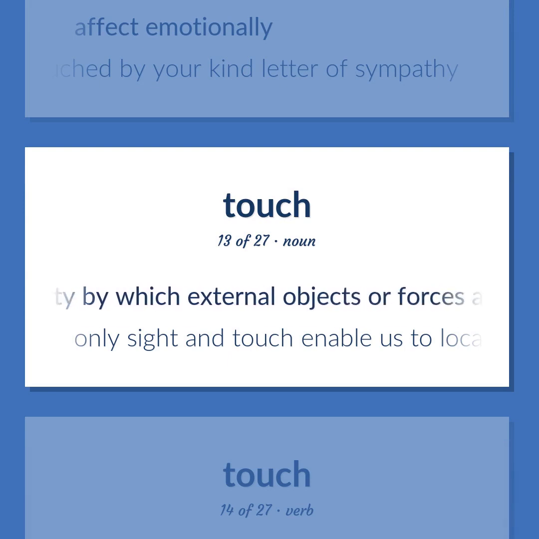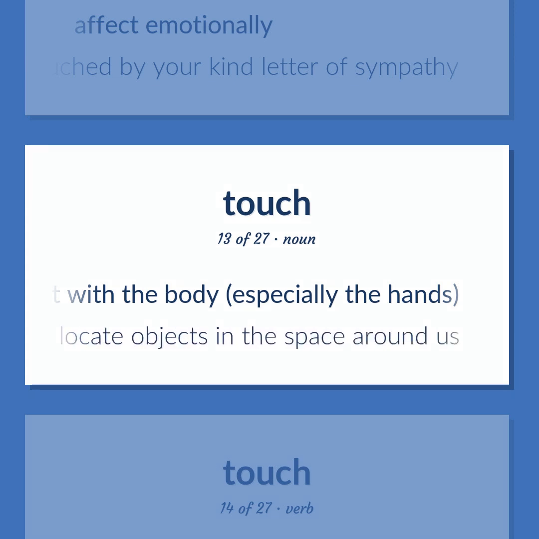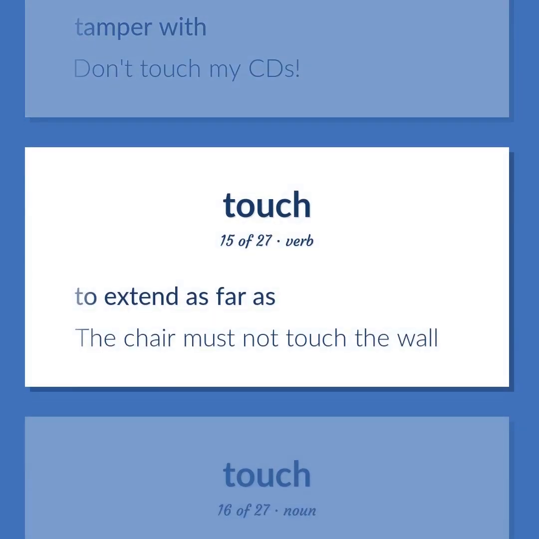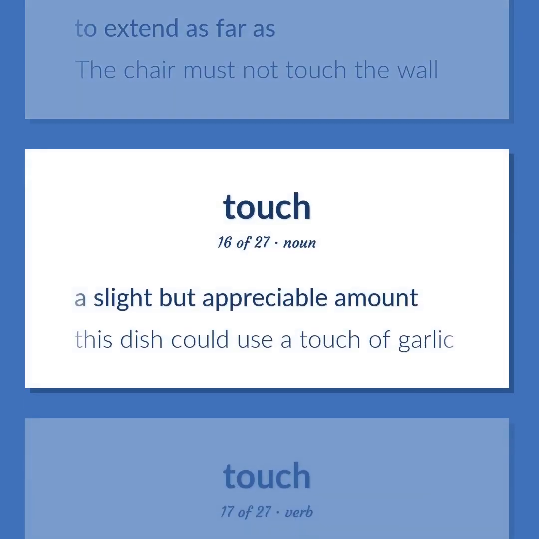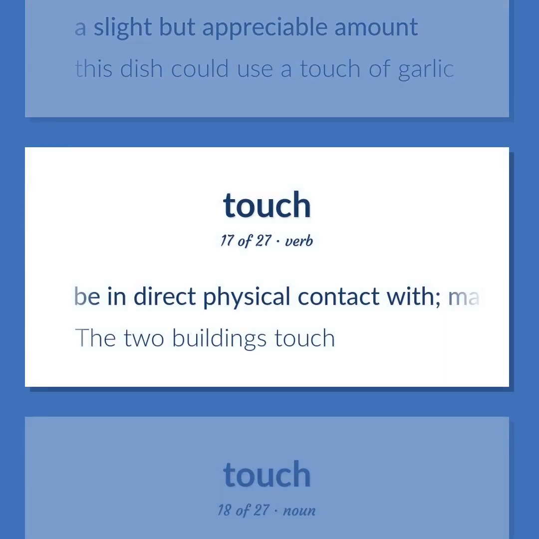The faculty by which external objects or forces are perceived through contact with the body, especially the hands. Only sight and touch enable us to locate objects in the space around us. Tamper with. Don't touch my CDs. To extend as far as. The chair must not touch the wall. A slight but appreciable amount. This dish could use a touch of garlic. Be in direct physical contact with. Make contact. The two buildings touch.